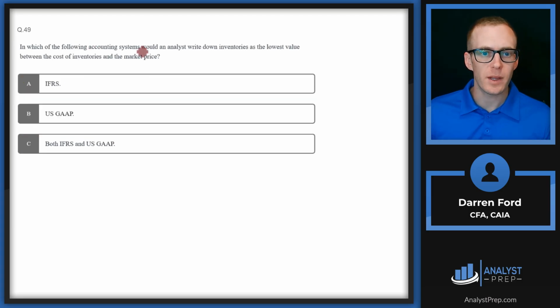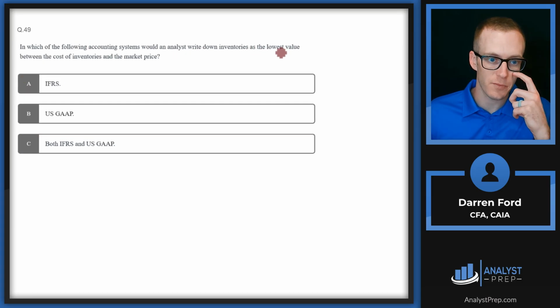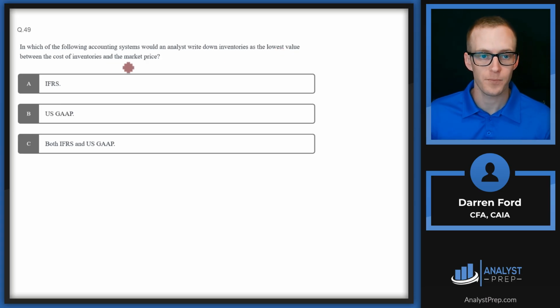Answer A. In which of the following accounting systems would an analyst write down inventories as the lowest value between the cost of inventories and the market price? Is this going to be under IFRS, under GAAP, or C, both under IFRS and under GAAP? So this is going to describe answer B, US GAAP. IFRS is not going to follow this. They follow the lower of cost and net realizable value. So it's not market price. It's the lowest of cost and realizable value. US GAAP is going to be lowest of cost and market price.